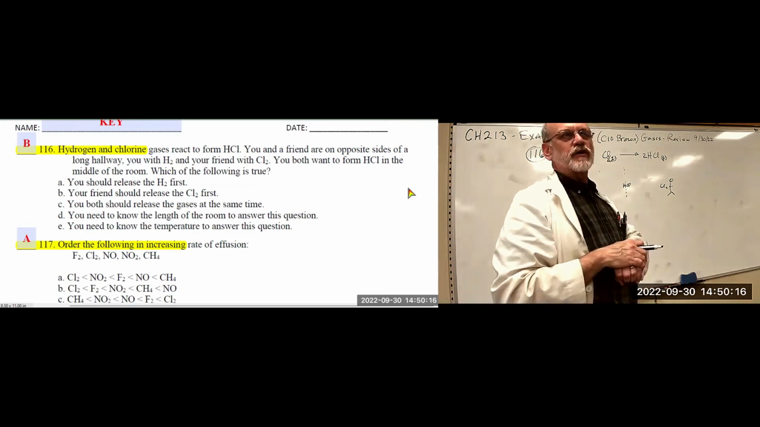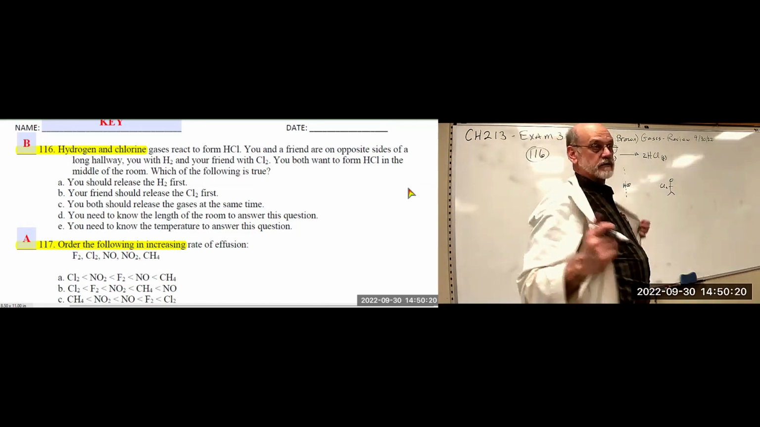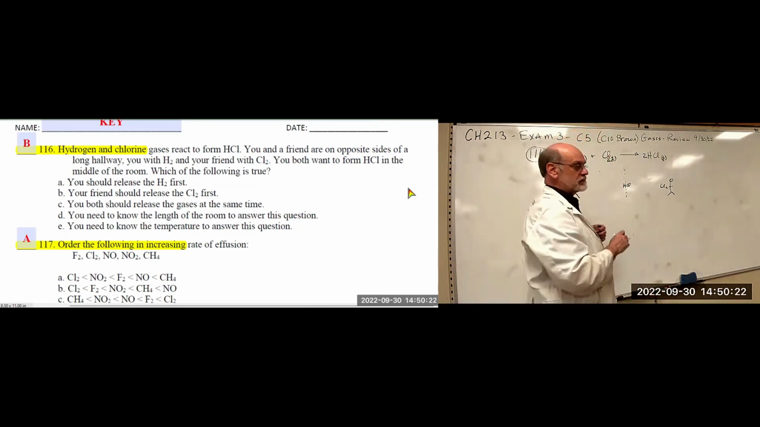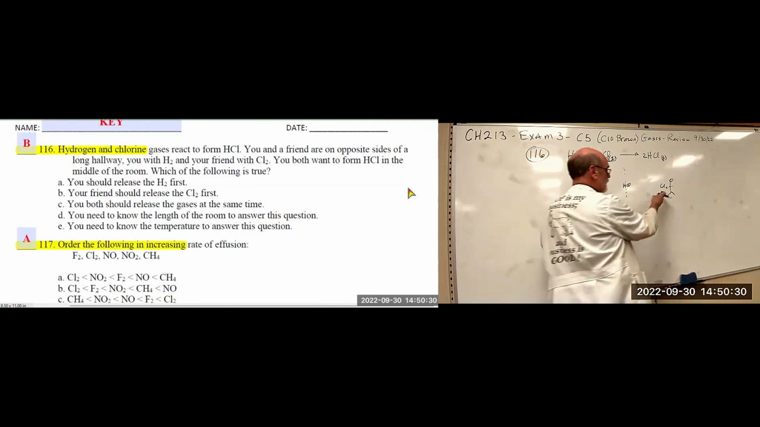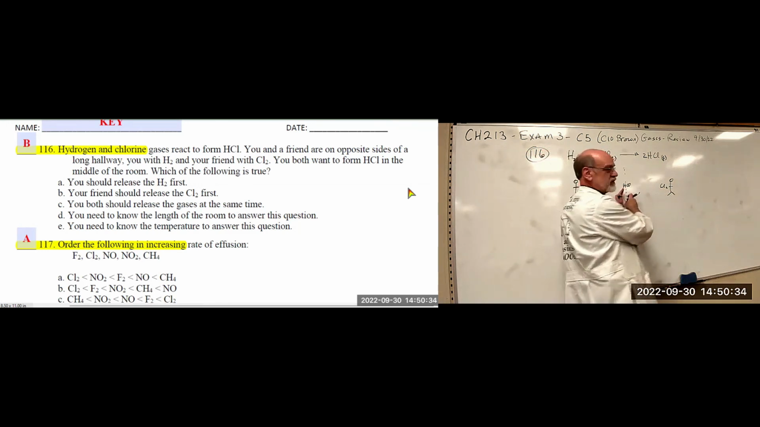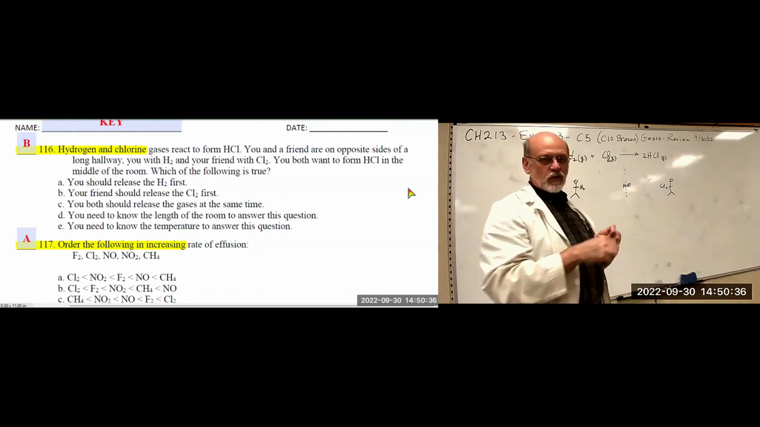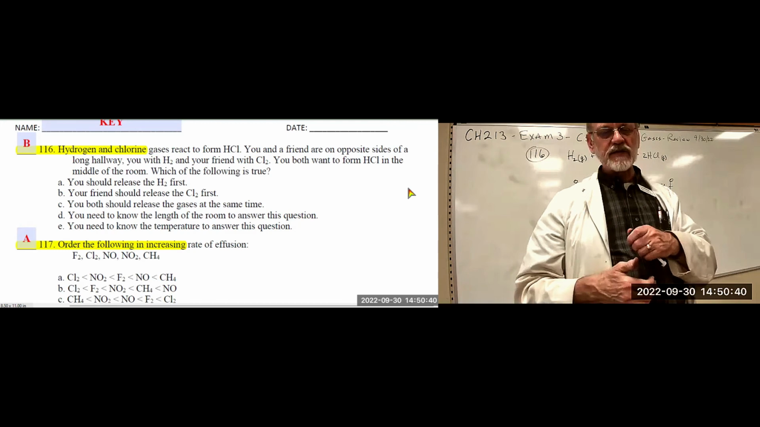Who should release first? Well, which one's going to travel faster? Hydrogen. Hydrogen's going to move faster, so hydrogen should release later. Release chlorine and give it some time to get down here, and then release hydrogen, and it'll race to the middle. So chlorine should be released first. B, your friend should release chlorine first.